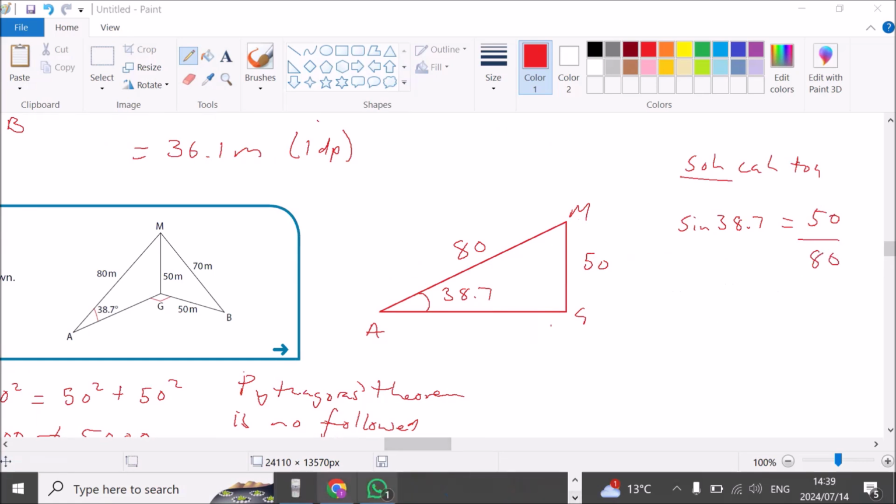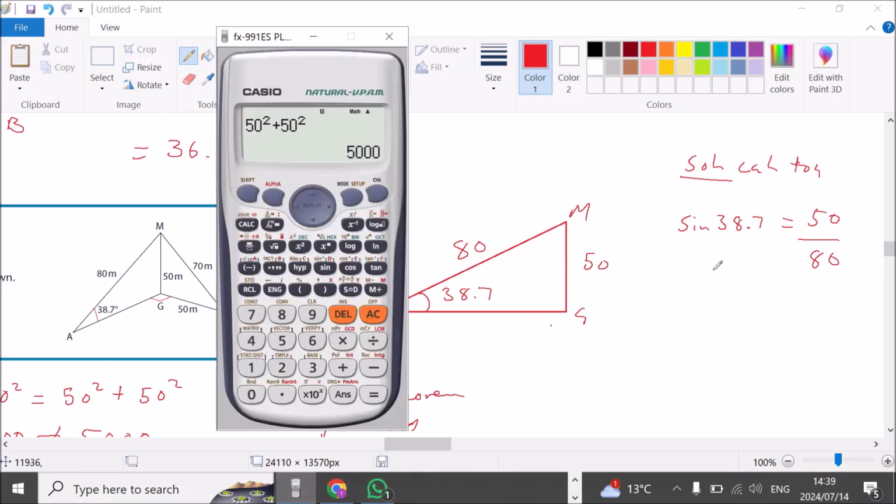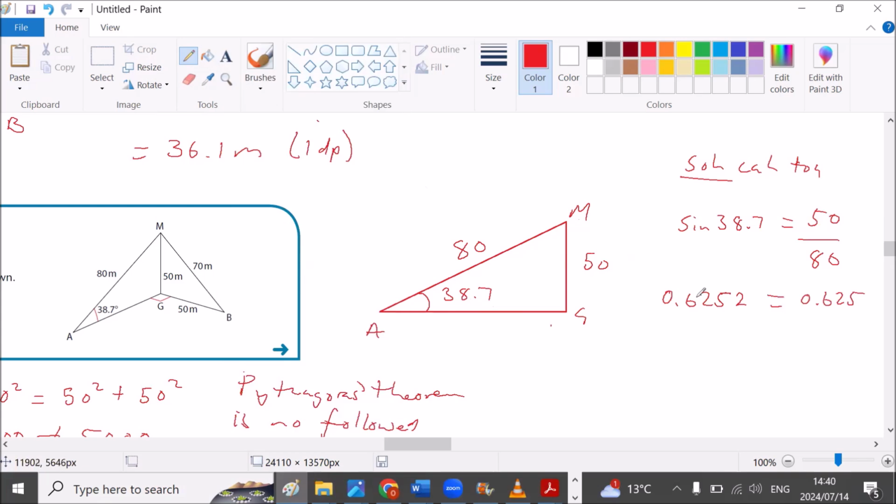Now, if we calculate sine 38.7, we will get 0.6252. This should be equal to 50 over 80. Let's calculate 50 over 80. 50 over 80 is equal to exactly 0.625. Now, these two numbers are not equal, so the mast is not vertical.